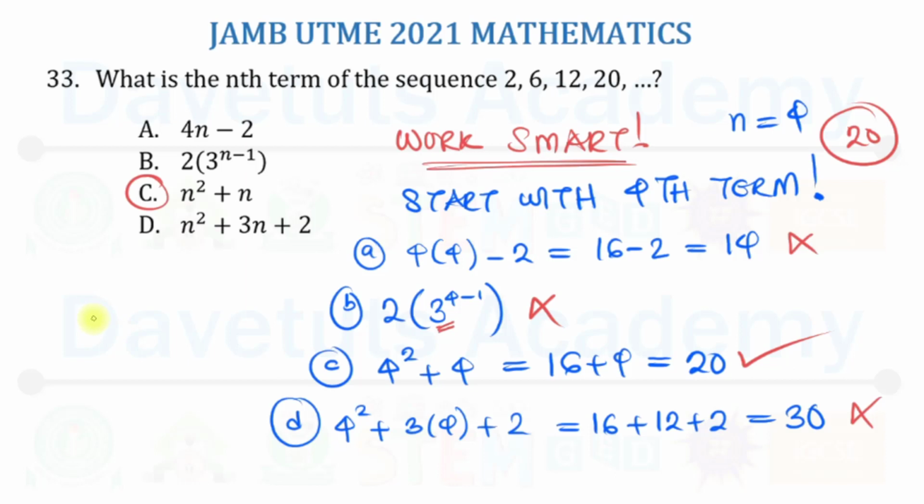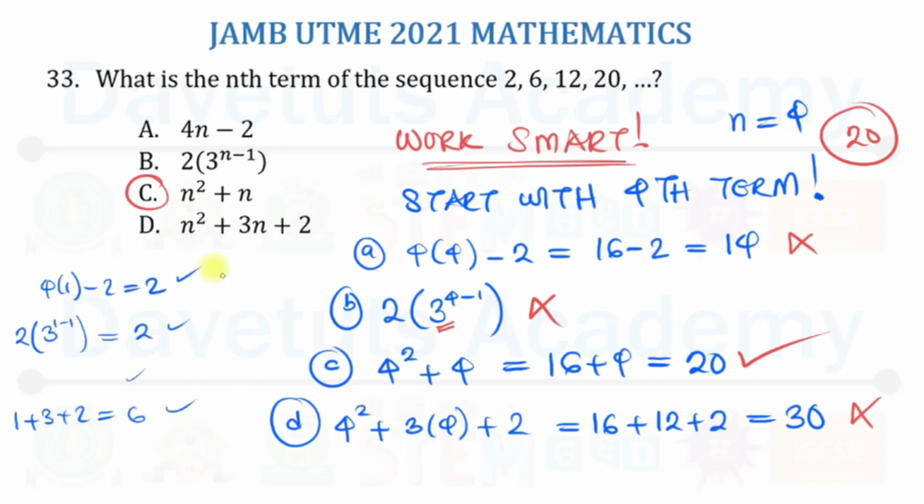If you had taken n is 1, in the first case, we have 4 times 1 minus 2. That is 2. It's looking as if it's correct. In the second case, when n is 1, we are having 2 times 3 raised to power 1 minus 1, which is 2 times 3 raised to power 0, which is also 2. Also looking as if it's correct. The third one, of course, will be correct. The fourth one, n is 1, we're having 1 plus 3 plus 2. Again, it also looks as if it's correct.